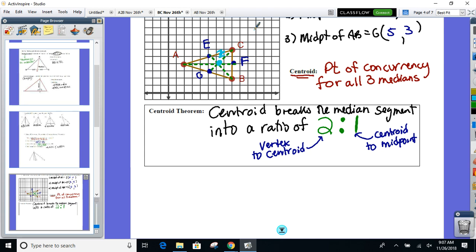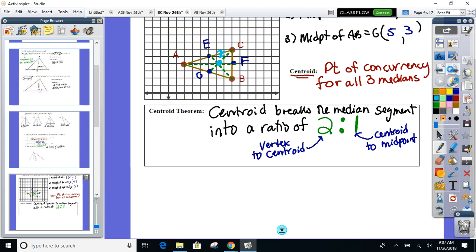All right, so name another median in this diagram for me. CG. So that tells me C to Z is twice the length of Z to G. That's what this centroid theorem is saying. It breaks the median into 2 to 1. One part is double the other part. Put it to use right now. Here you go.